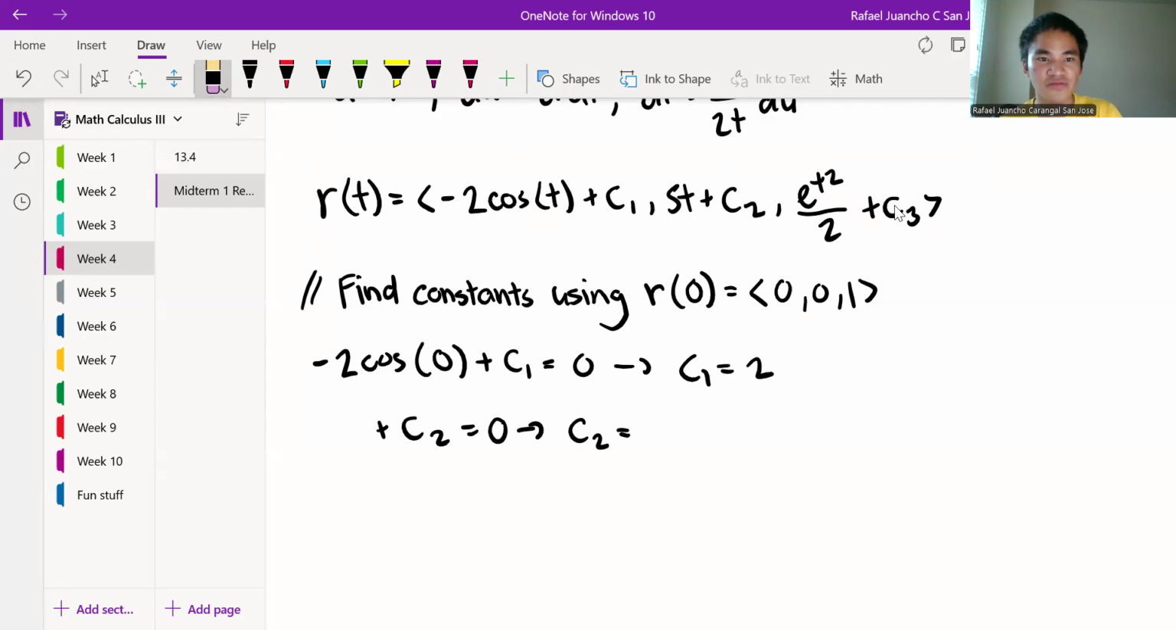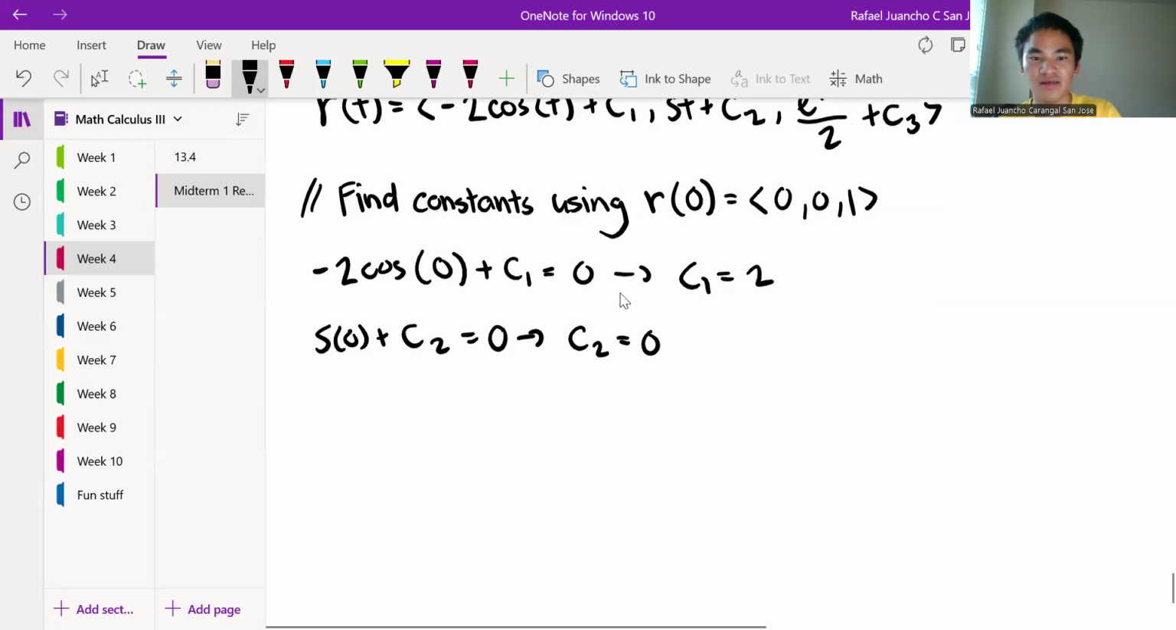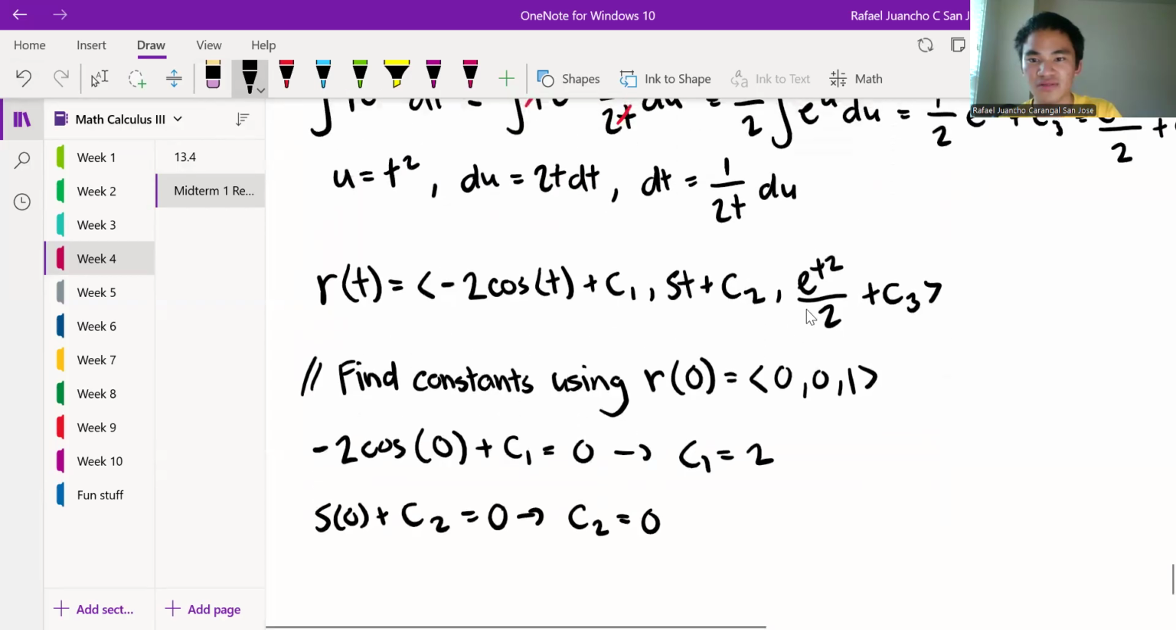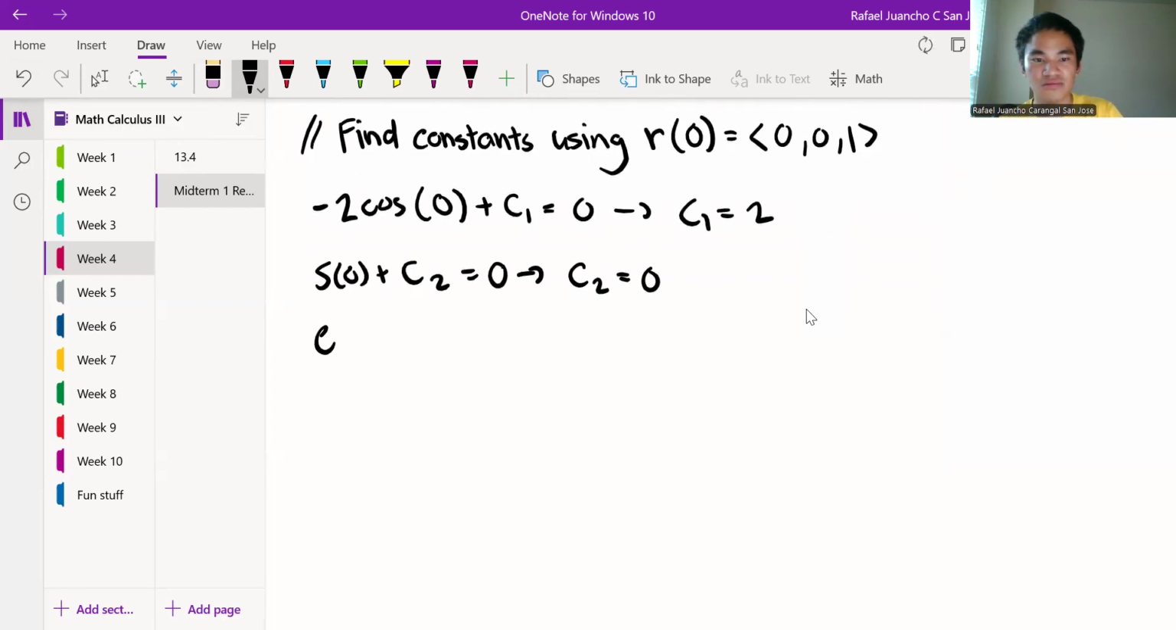Oh, I forgot to plug in the 0 here. 5 times 0. c2 here is definitely 0, right? And if we plug in our last one, e^(t squared) over 2 plus c3, and we say that's, oh, so now this is 1. Well, c3 is just 1/2.